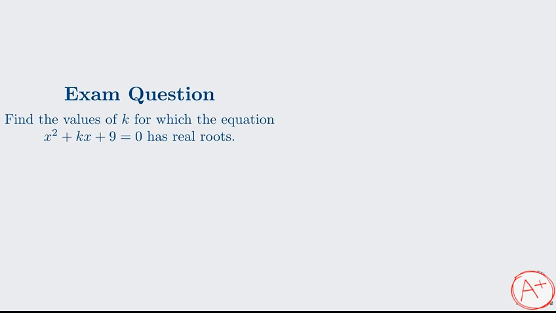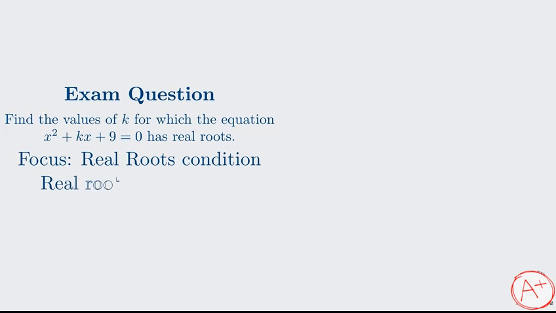Let's look at a typical exam question. Find the values of k for which the equation x squared plus kx plus 9 equals 0 has real roots. In Cambridge exams, you are often asked to find a range of values rather than just solving an equation. This question specifically mentions real roots. For roots to be real, they can either be two distinct roots or one repeated root. Therefore, our discriminant, b squared minus 4ac, must be greater than or equal to 0.